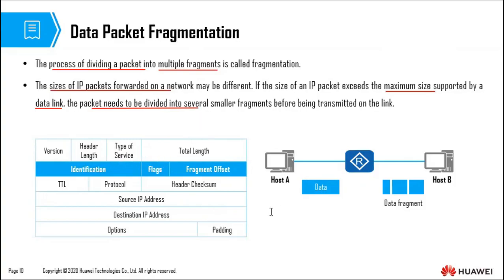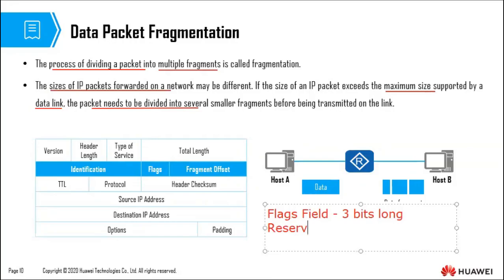Then we have the flags field. The flags field is 3 bits long. The first bit is reserved and will always have a value of 0. Reserved simply means it's unused. It doesn't have a function. Are we together? Yeah. So it has 0.